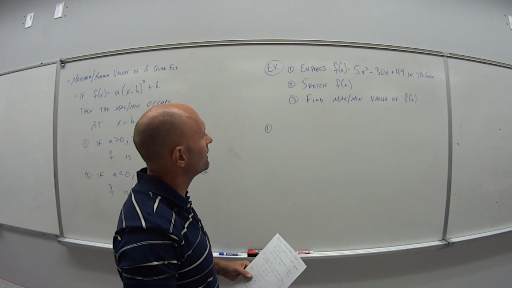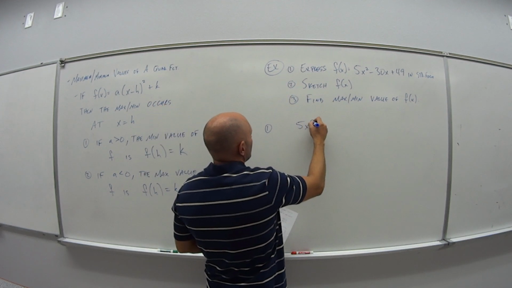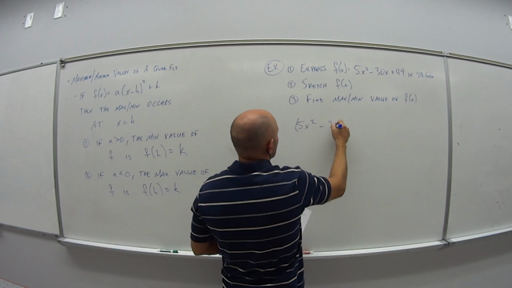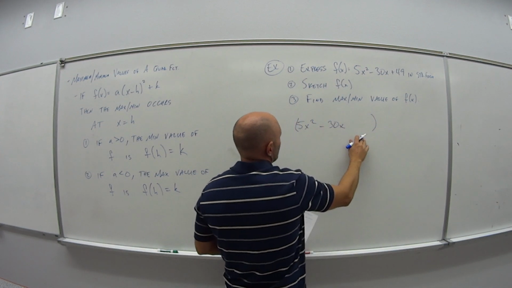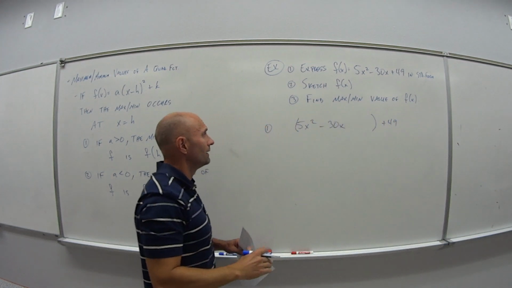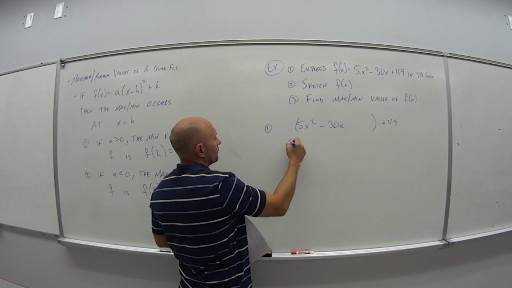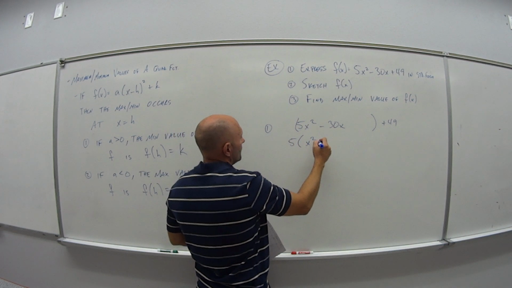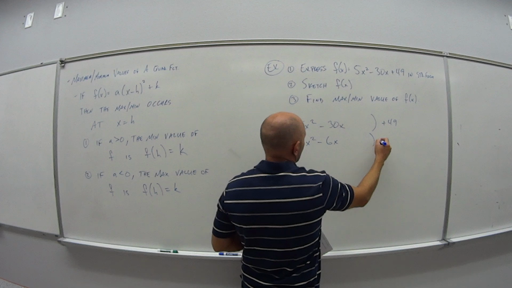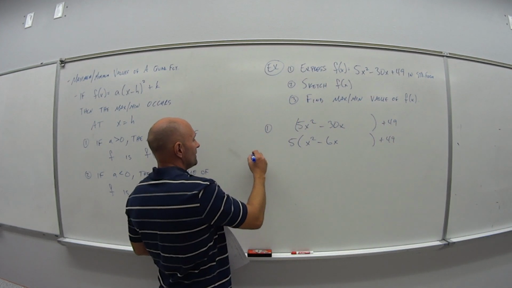All right, so hopefully you had some success. We're going to write this guy 5x squared minus 30x, leave some space here, and then plus 49. Again, remember, this has to be a 1 in front of my x squared, so I'm going to factor out a 5. I get x squared minus 6x, and again, plus 49 outside the parentheses.